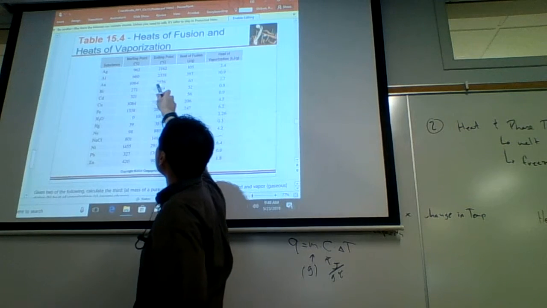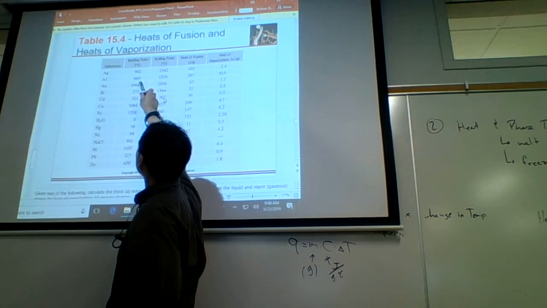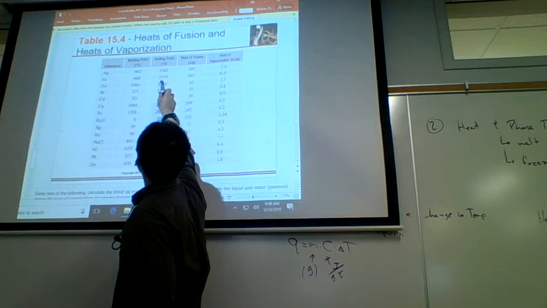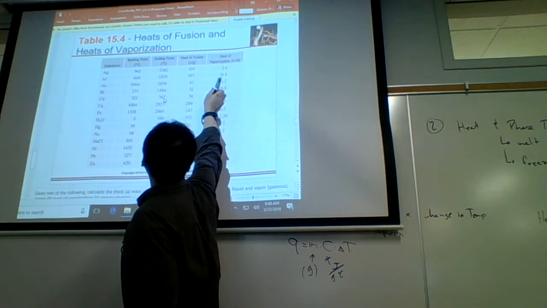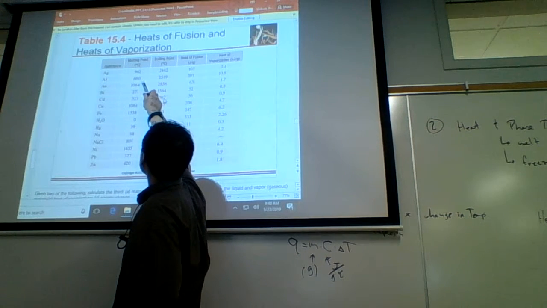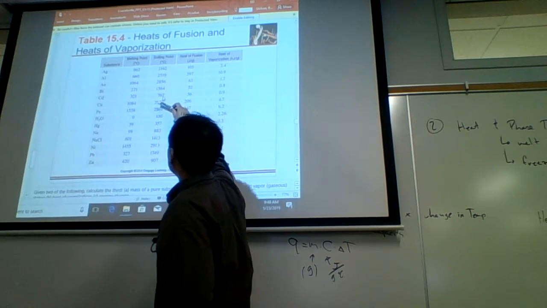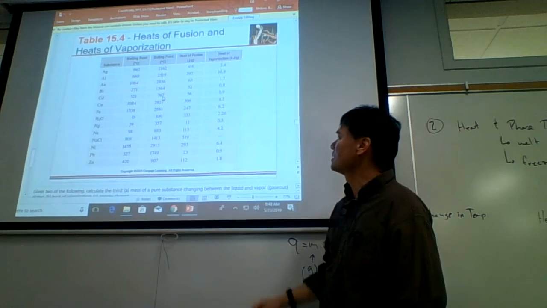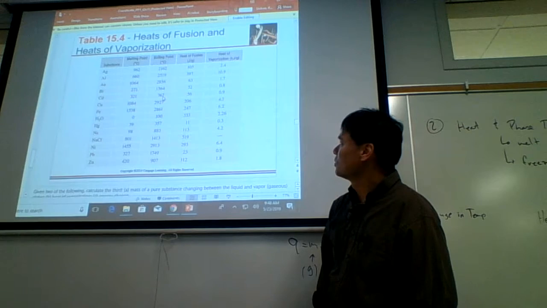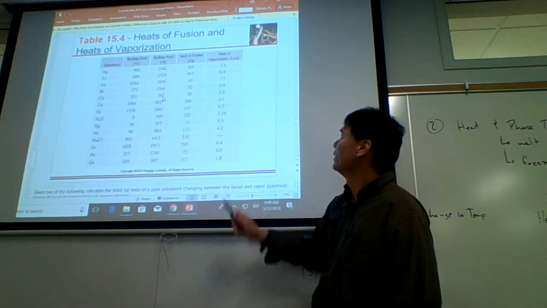Aluminum boils at 660 degrees C, or 2519. It actually boils at 2519, extremely high. It melts at 660. And so we need these temperatures in addition, because that tells us what temperature it melts and what temperature it boils.